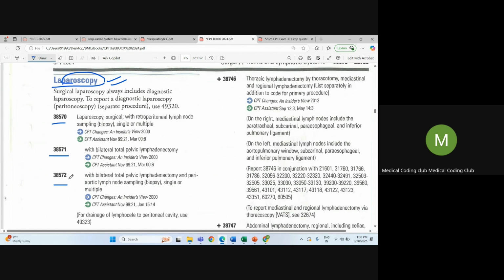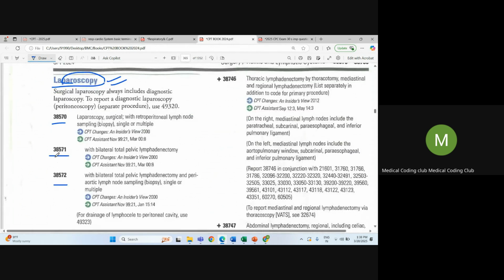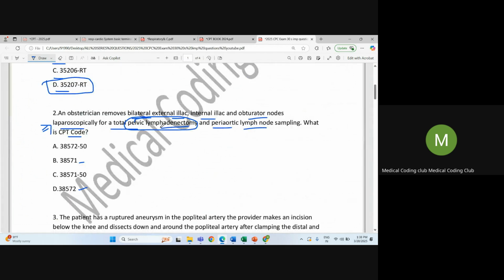38571 and 38572. In our question, what are the options we have? Yes, we have 38571 and 38572. So let's see what is the answer. 38571 says laparoscopy with bilateral total pelvic lymphadenectomy, and 38572 says with bilateral total pelvic lymphadenectomy and periaortic lymph node sampling, which is nothing but biopsy. For the complete question, along with the pelvic lymphadenectomy, they are also performing periaortic lymph node sampling.